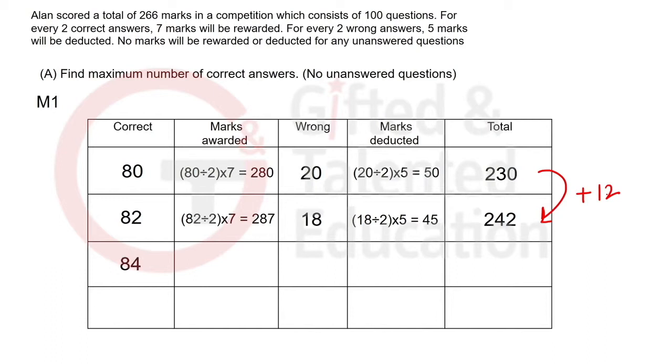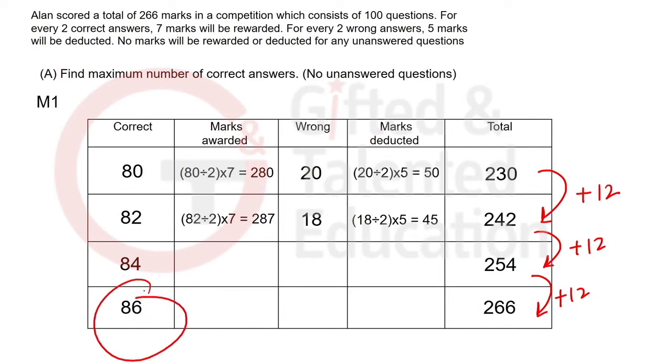So if we increase the number of correct answers to 84, based on our prediction, the total score must have also increased by 12, giving us 254. If we further increase our correct answers by another 2, giving us 86, based on our prediction again, the total score must have increased by another 12, giving us 266 as indicated in the question. Hence, the maximum number of questions answered correctly would be equal to 86, and the answer for Part A is 86.